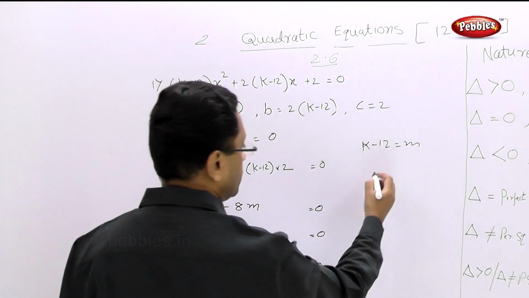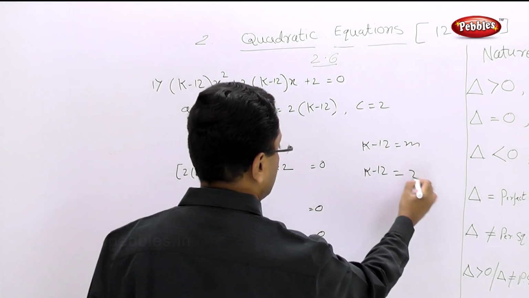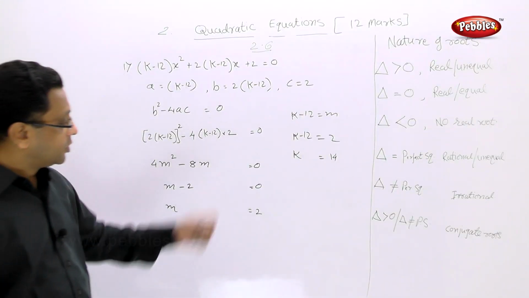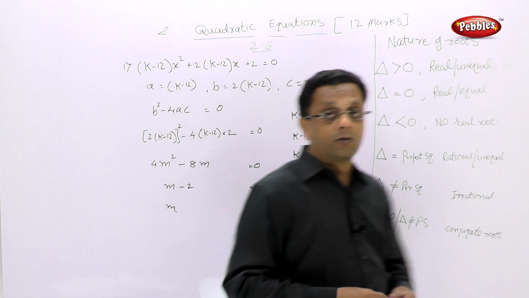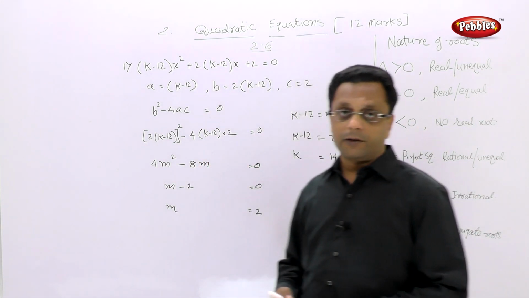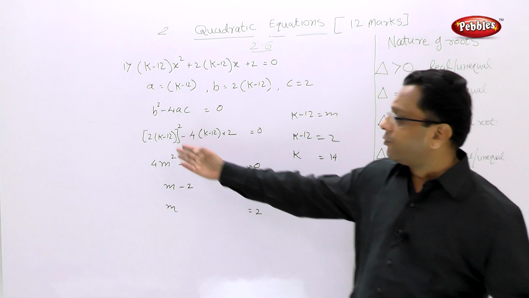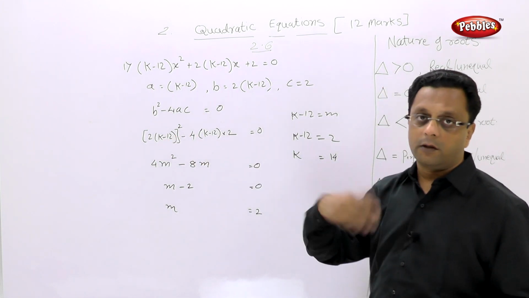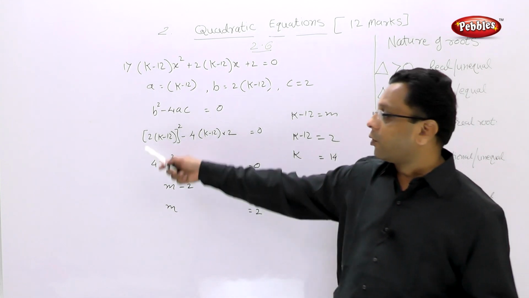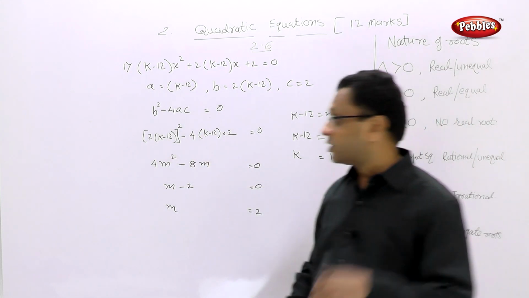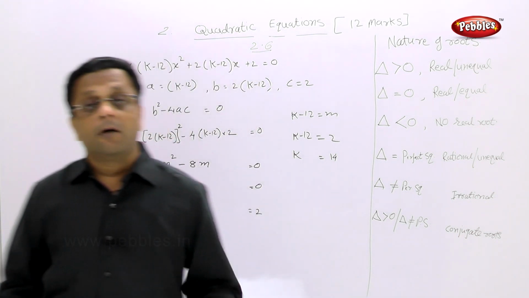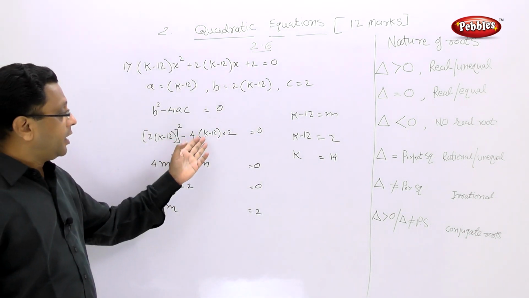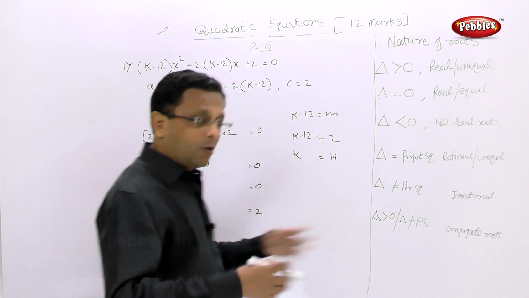Now k minus 12 is equal to m. So k minus 12 is equal to 2. So k is equal to 2 plus 12, that is 14. So this is how we got the value of k without going into bigger calculations. Doesn't matter if you want to solve it by the direct method, but what you have to do there is 4 into (k minus 12) bracket square, that is k square minus 24k plus 144 into 4, then 8k minus 12 into 8. A longer calculation is there.